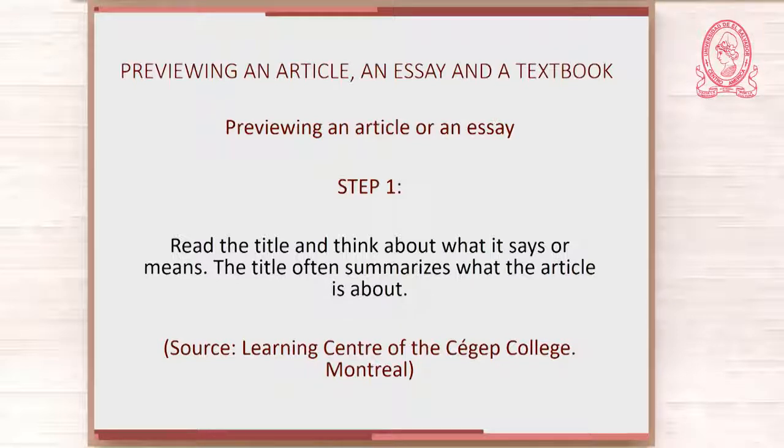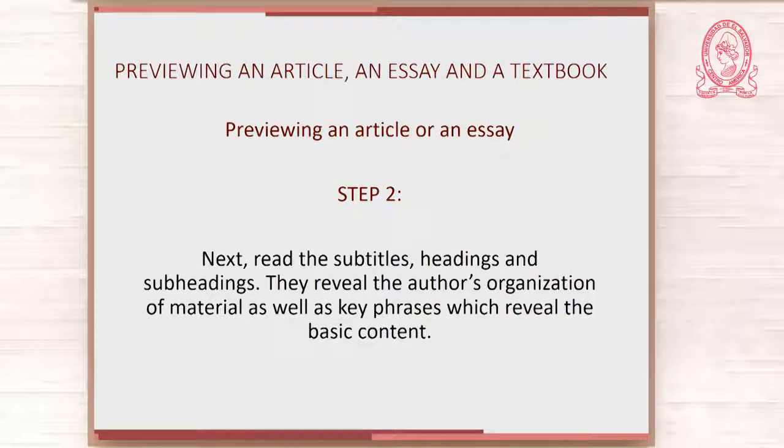Let's start with step number 1. Read the title and think about what it says or what it means, because according to them, the title often summarizes what the article or the chapter is about. Next, in step number 2, you have to pay attention to the subtitles. Read them. Read also the headings and subheadings, because they reveal the author's organization of the material. And you have to also pay close attention to key phrases, because those key phrases reveal the basic content of the material that you are about to read.